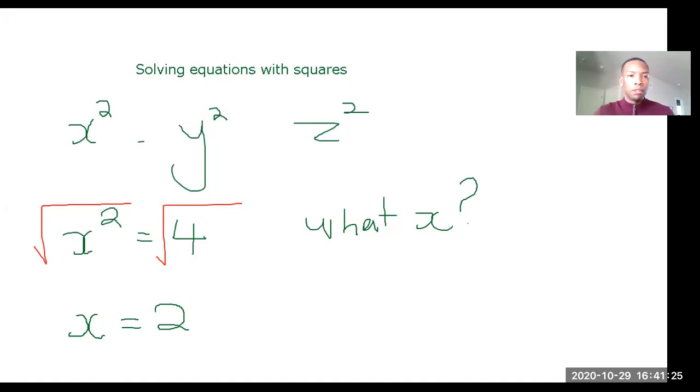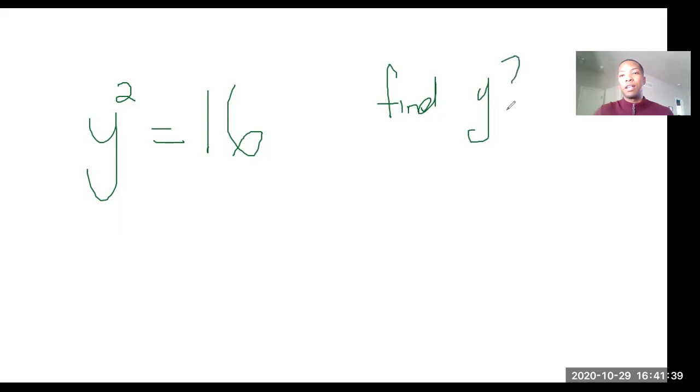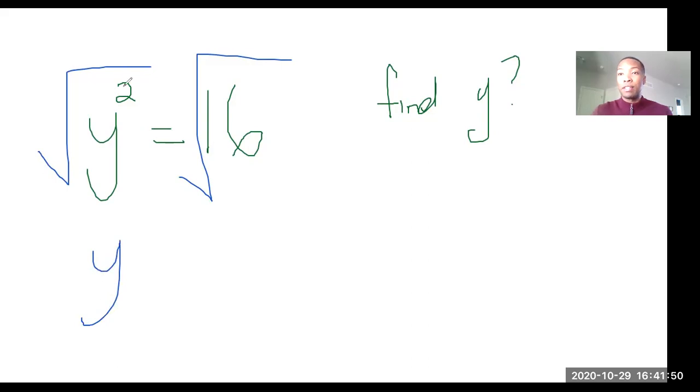Let's give another example. Say y squared is equal to 16. In order for me to find y, I need to use the square root. Whatever I do on one side, I got to do it on the other side. The square root of y squared is y. The square root cancels it out, just like how plus 3 cancels out minus 3. The square root cancels out the square. So y is equal to the square root of 16, which is 4.